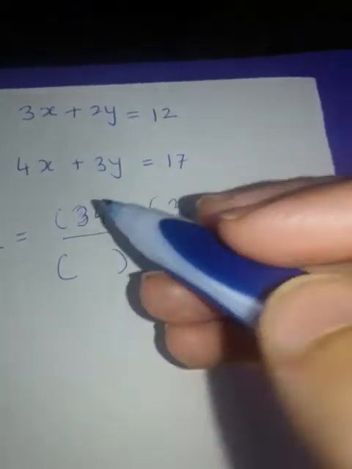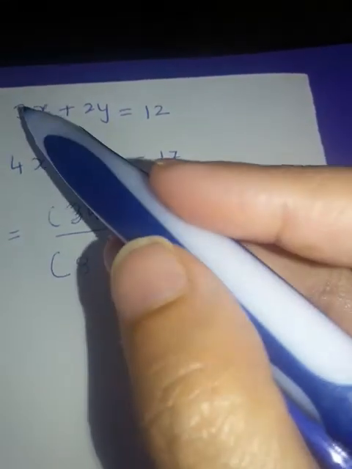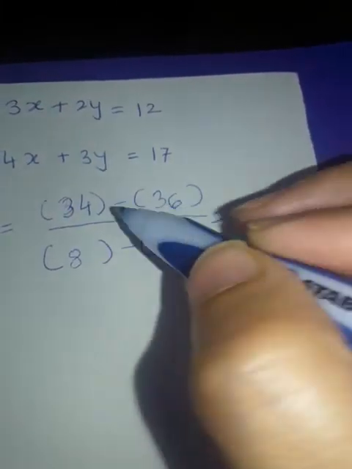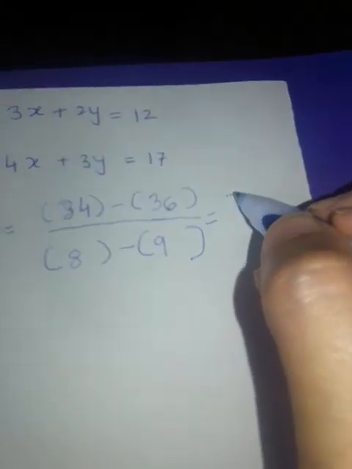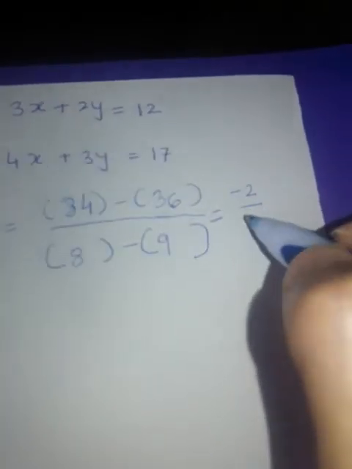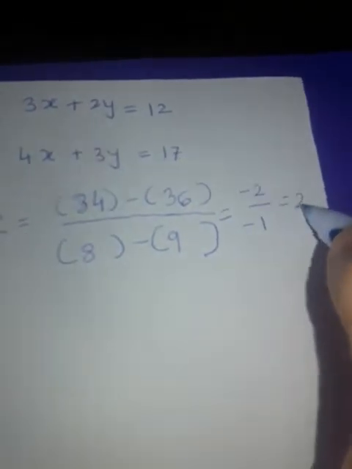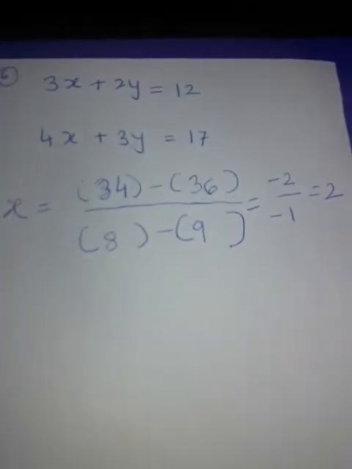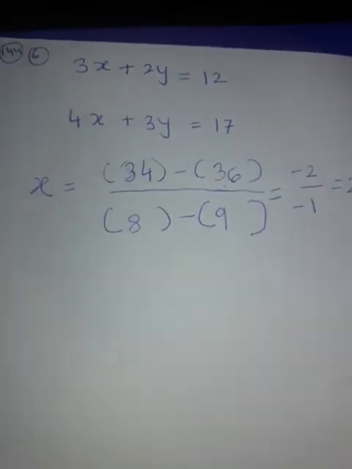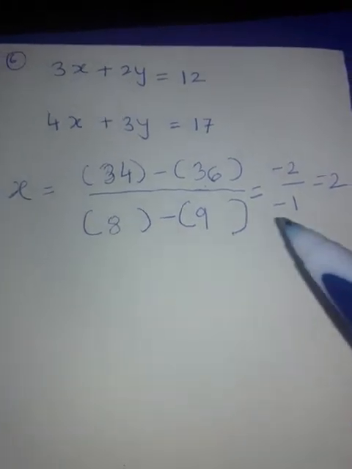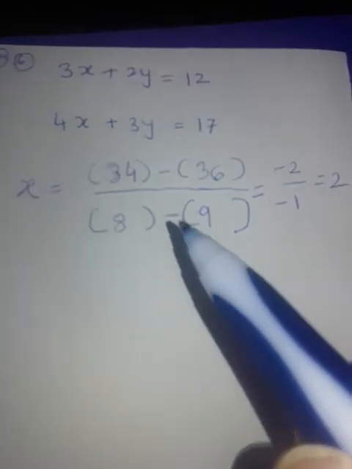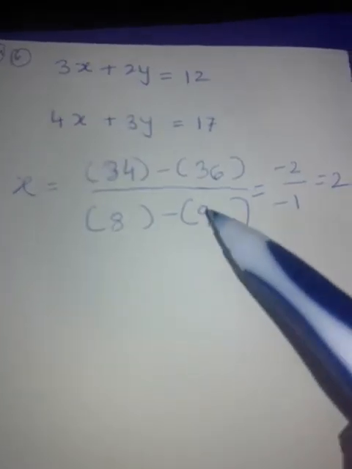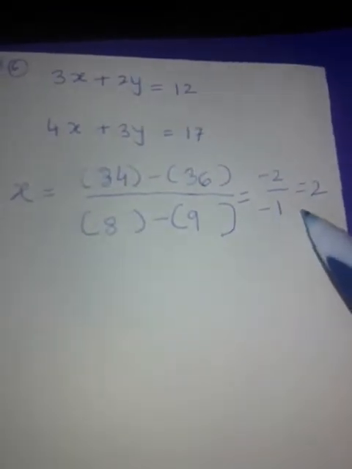2 into 4, 8. 3 into 3, 9. 34 minus 36 is minus 2. 8 minus 9 is minus 1. So your answer is 2. X is equal to 2, ready within 2 seconds with minimum use of pen and paper. Wasn't it easy? We are going to solve many examples, so don't worry, don't look confused. It is very easy. So x is equal to 2.